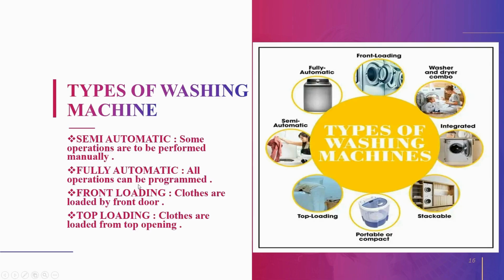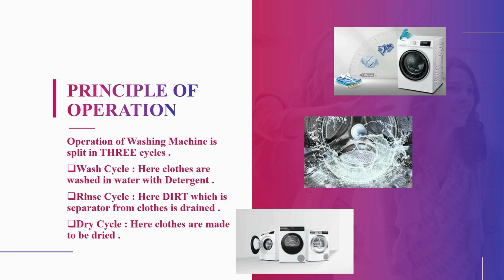Types of washing machines: semi-automatic, which requires user input between stages; fully automatic, where all stages are pre-programmed; and front-loading or top-loading depending on where clothes are inserted. Principle of operation. The washing machine works in three main cycles: the wash cycle, where detergent and water clean the clothes; the rinse cycle, where dirty water is drained; and the dry cycle, where clothes are dried by spinning.